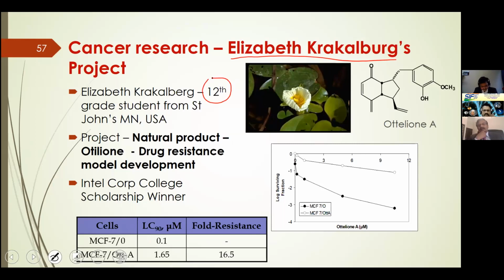And she came and did some experiments on an anti-cancer drug that's coming from this plant called Otilia. And ultimately, she presented her work to Intel Corp and earned a scholarship to go on to college. And she went to Columbia University and got her 4-year degree.